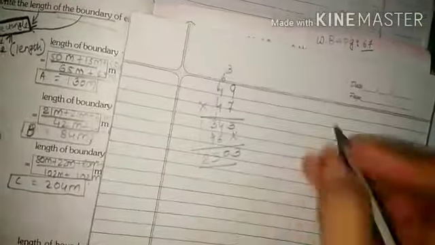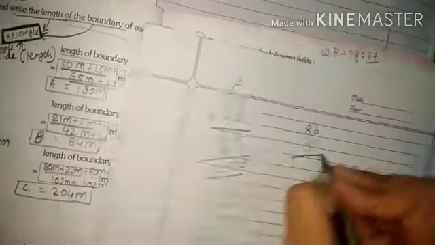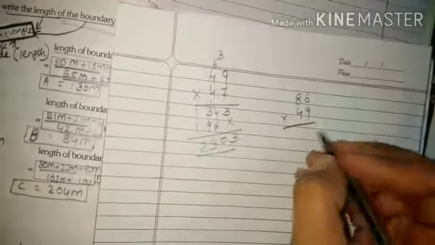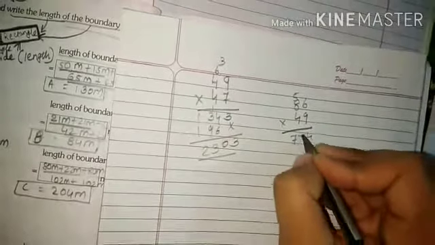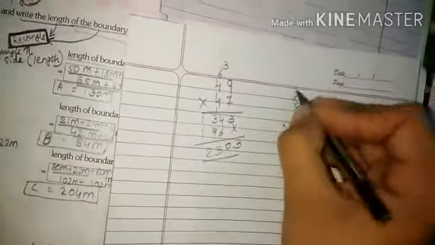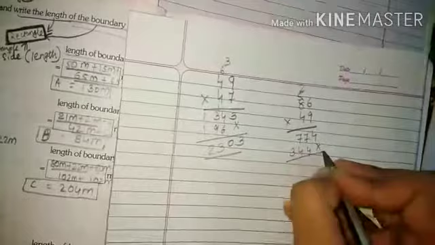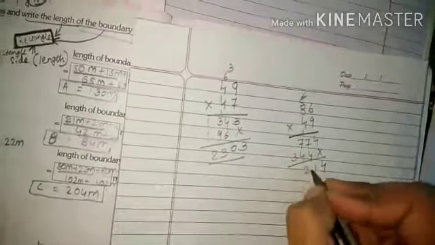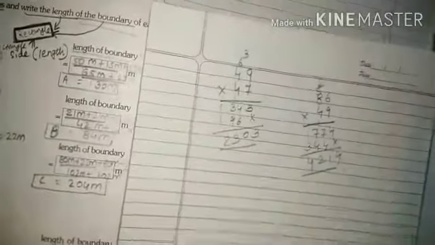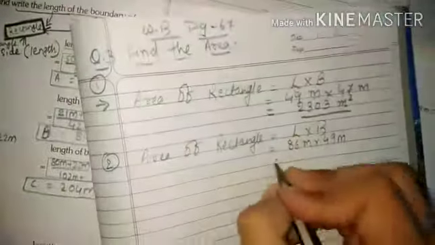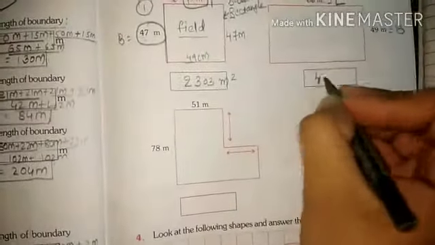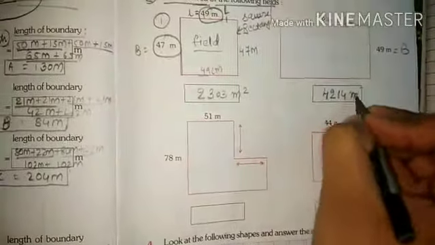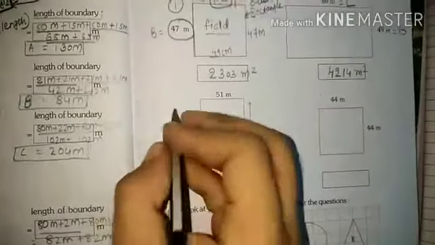What I have to do, the multiplication is 86 into 49. 6 9s are 54. 9 8s are 72 plus 5 is 77. 4 6s are 24. 8 4s are 32 plus 2 is 34. 11, 12, 4214. 4214 meters square is your answer. Write the answer 4214 meters square. Okay students, this is your third sum.